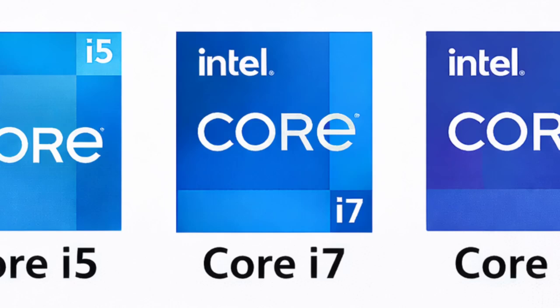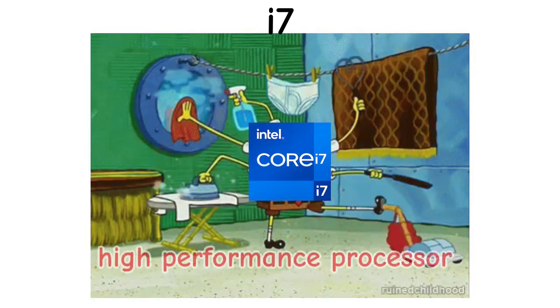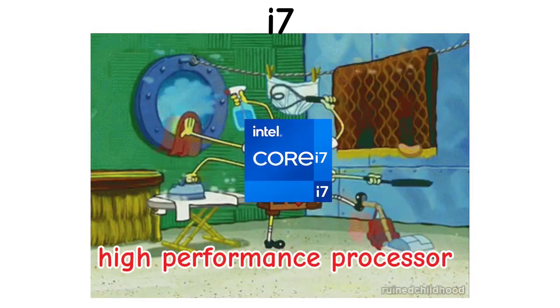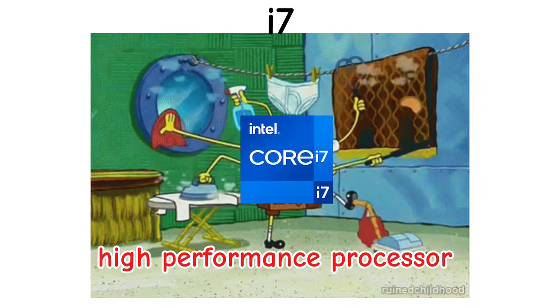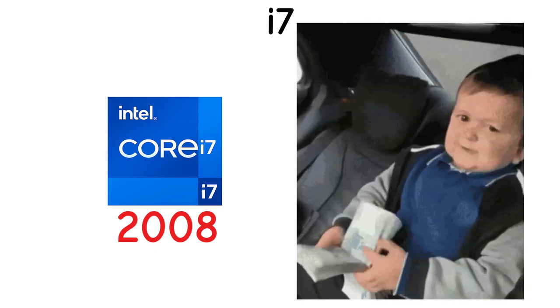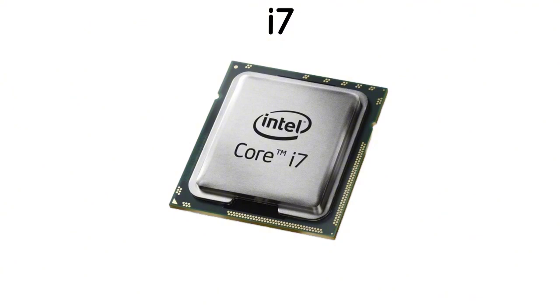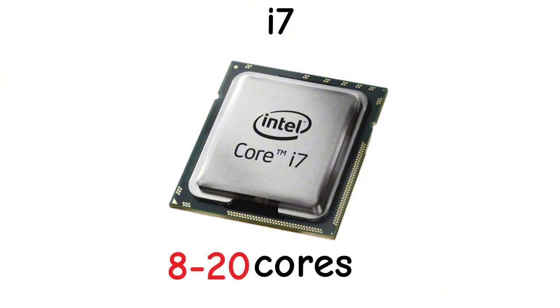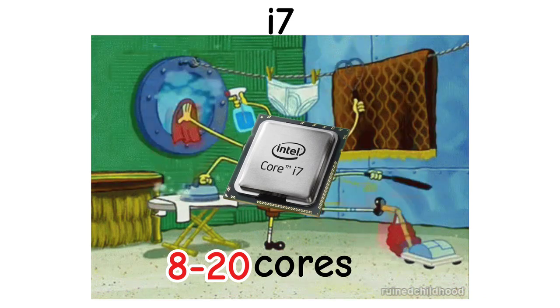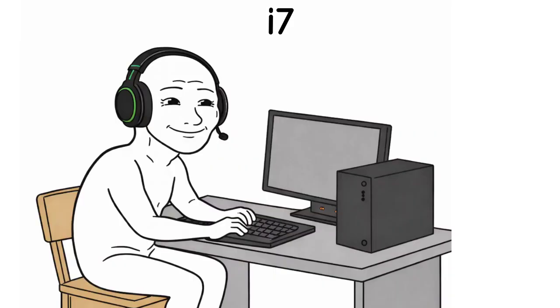Core i7. Core i7 is a high-performance processor designed for people who need more power for demanding tasks. The Core i7 series was first introduced by Intel in 2008, and it became the company's high-end consumer processor at that time. These processors usually come with around 8 to 20 cores, which allows them to handle heavy workloads much more easily. With Core i7, you can do serious multitasking without your computer slowing down.